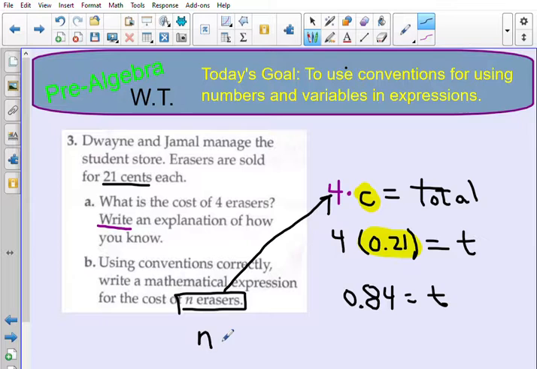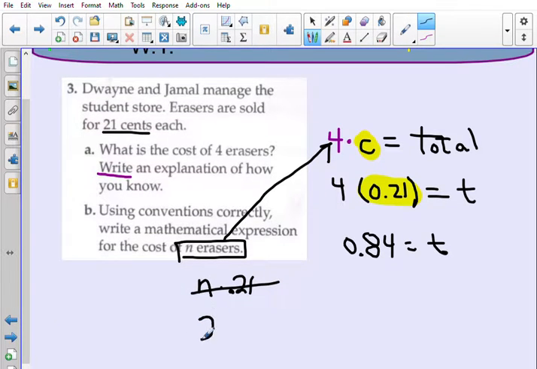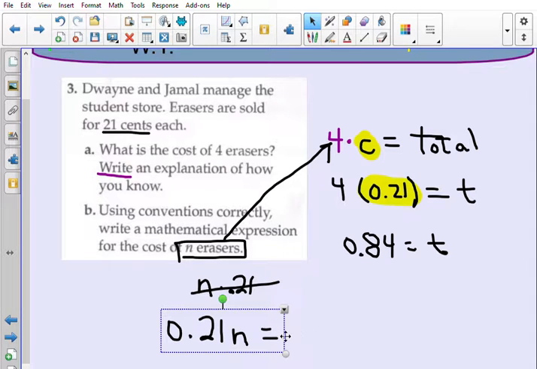So that would make n times 0.21. But we know not to write it that way. Instead, we write it the opposite. So it would be 0.21n equals, oh, and I almost messed up there. They wanted it as an expression. So 0.21n is an expression for the cost. 21 cents per eraser, times the number of erasers.